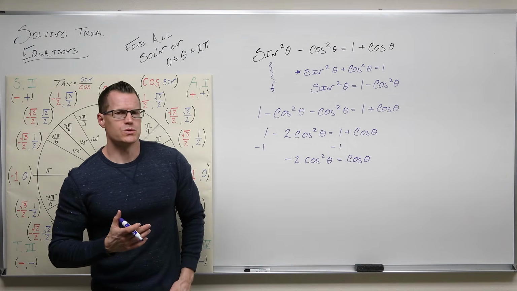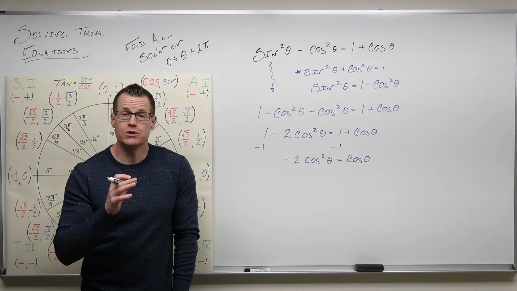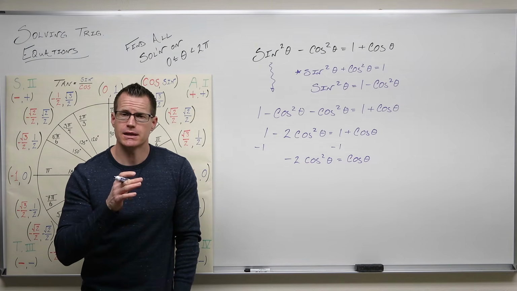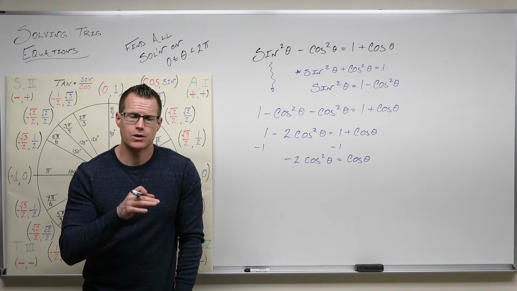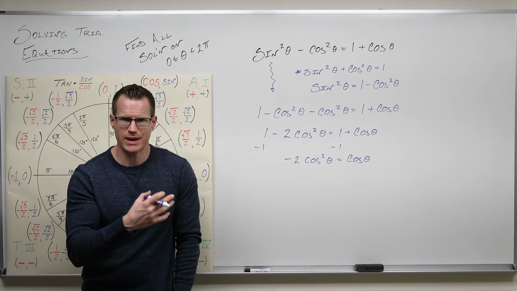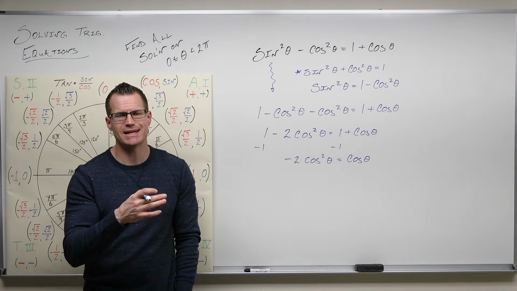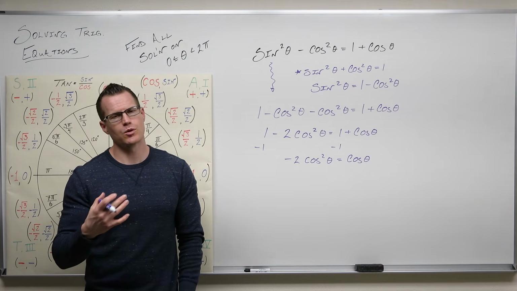One trap that students fall into is they try to divide. Do not divide by things that can equal 0. So cosine theta can equal 0, right? If we divide, then we're actually breaking a domain rule. We cannot divide by things that equal 0. It's going to eliminate some solutions. It's not good math, and we're breaking some rules.